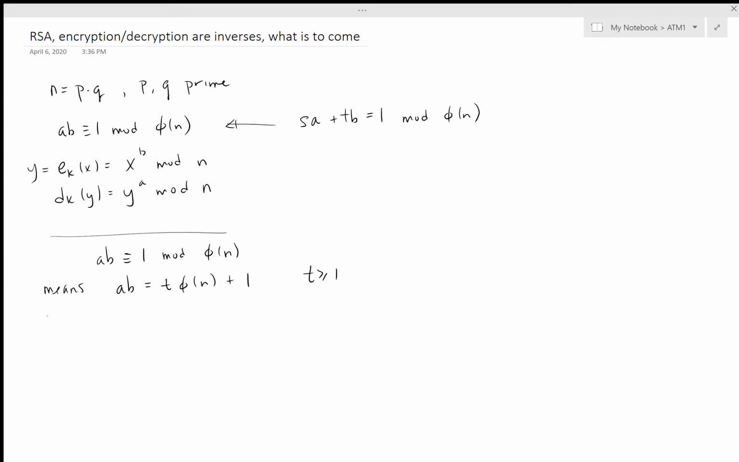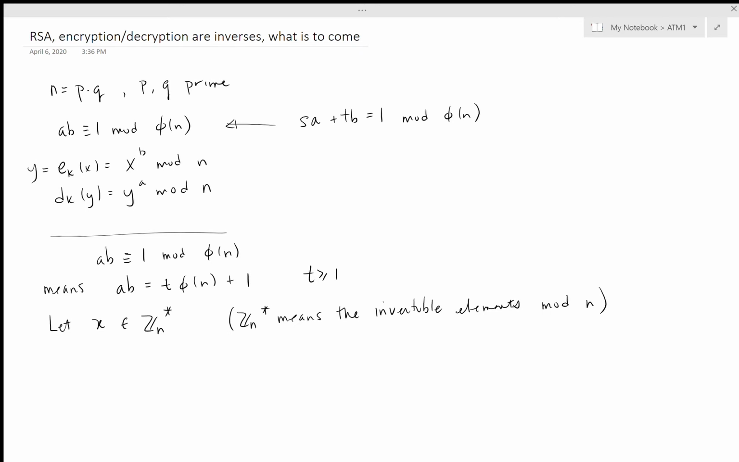Next, let x, the plain text that we're going to encrypt, be chosen from the set Zn star. By that notation, I mean Zn star means the invertible elements mod n. Take careful note of that. Zn star means the invertible elements mod n.